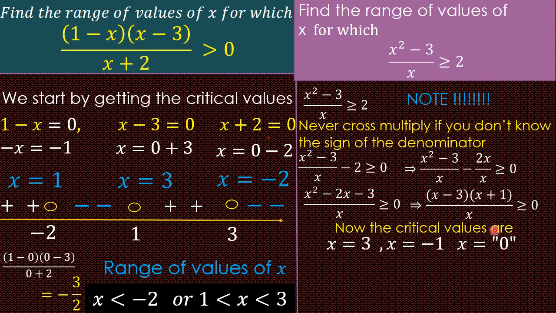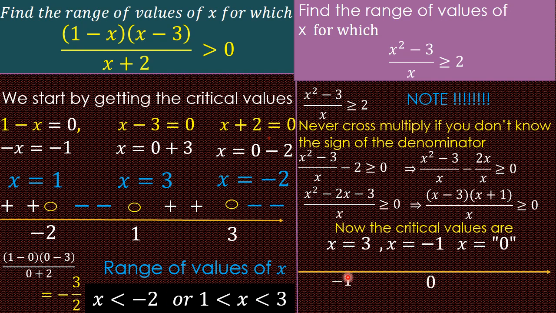Guys, you notice that I put this 0 in quotes, right? Why? Because we won't let x be 0. If we let x be 0, we are going to have infinity, and it's an indeterminate form, so we are not going to allow x to be 0. That's why I put it in quotation marks. As we did here, friends, now we are going to have our number line.